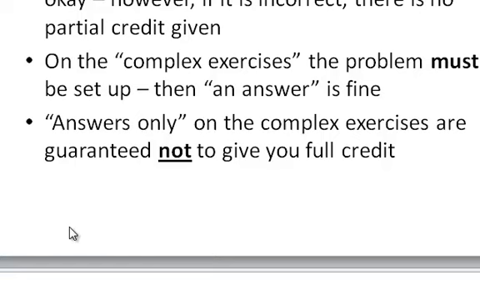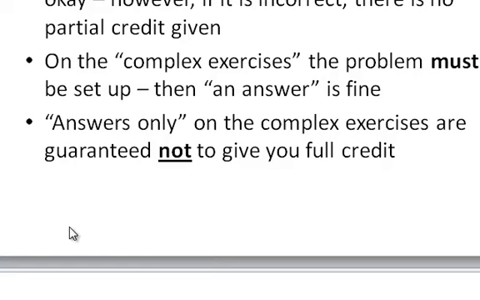An answer only there is not sufficient, and the reason for that, of course, is math is a system of logical thinking, and I'm wanting to find out what your thinking process is. Besides that, an answer only means there's no partial credit I can give.